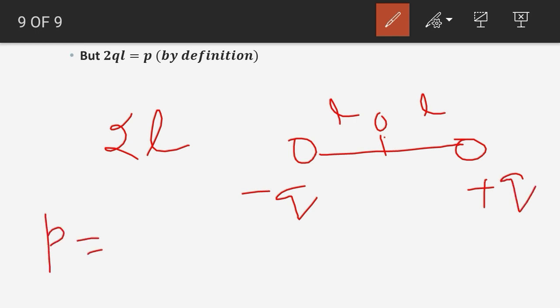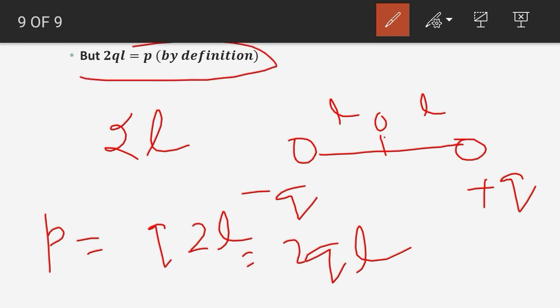So whenever I have to calculate the magnitude of the dipole moment, it is simply the distance of separation between the charges multiplied by the charge. The charge is q and the distance of separation is 2L, so p is equal to 2 into q into L. By definition, p is equal to 2qL.